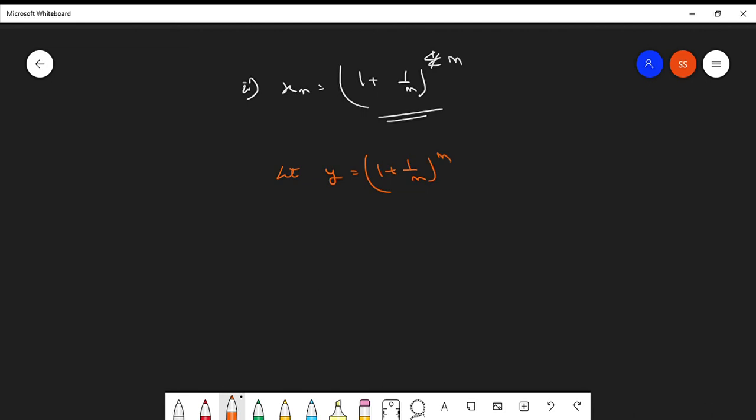Putting log on both sides, what do we get? Log of y equals n times log of (1 plus 1 by n), right? This is what we get. From here, what can we say? What is the expansion of the logarithm, log of 1 plus x? Do you remember?